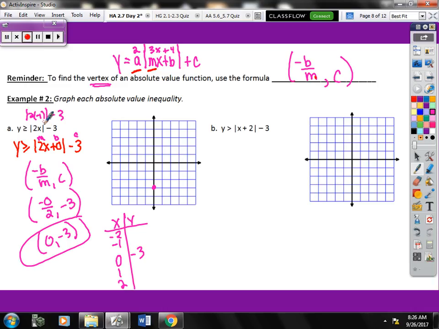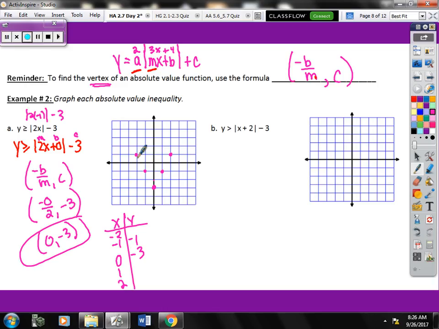So negative 2, the absolute value of negative 2 is 2. 2 minus 3 is negative 1. Okay, but if you wanted to, we could have just counted up 2 over 1, up 2 over 1. And then remember, the absolute value will also go the opposite direction to make it into a V, so up 2 backwards 1 and up 2 backwards 1. And if, again, you do the table of values, you'll see you're going to end up getting those two.